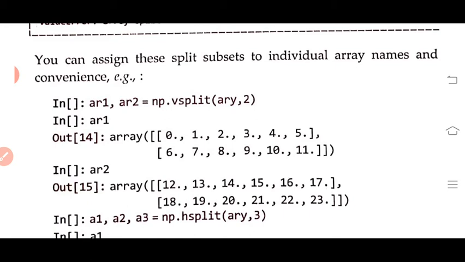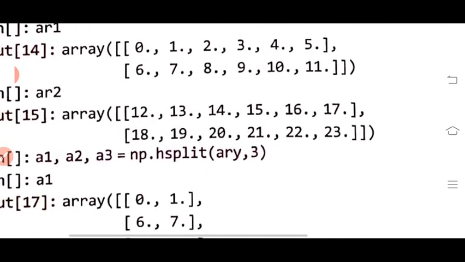AR1, AR2 = np.split. So why two variables taken? Two variables are taken because you are splitting your array ARY into two equal parts row-wise, or on the vertical axis. So AR1, AR2 = np.split. Suppose the first part is 0 to 5, 6 to 11, it is stored inside AR1, and the second part, 12 to 17 and 18 to 23, is stored inside AR2.